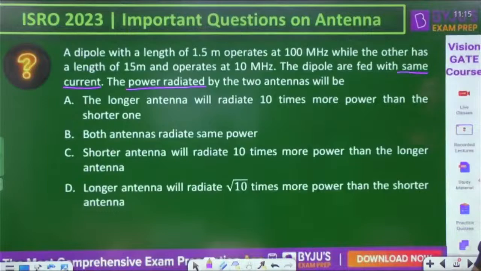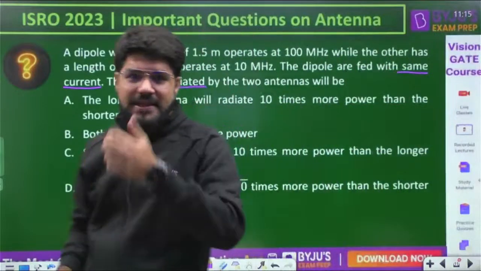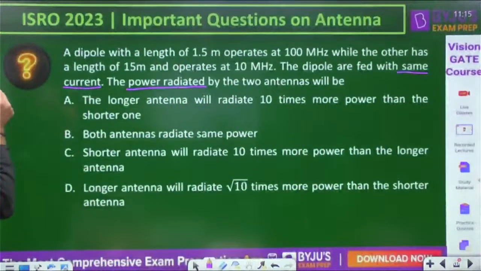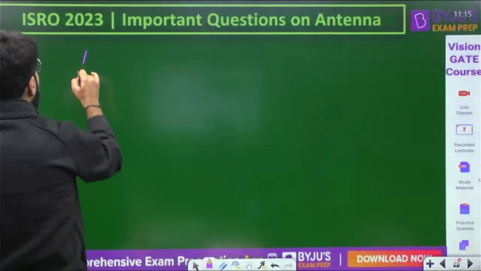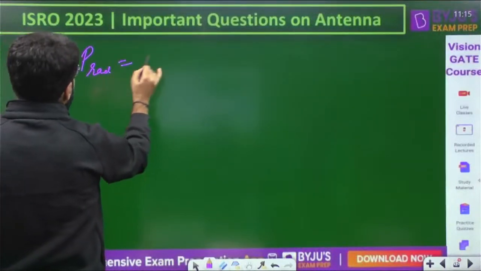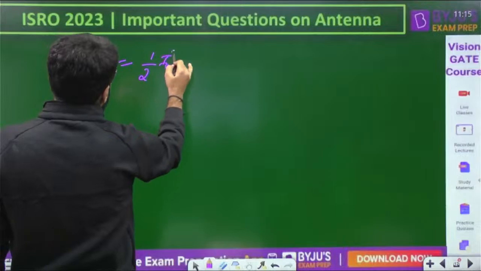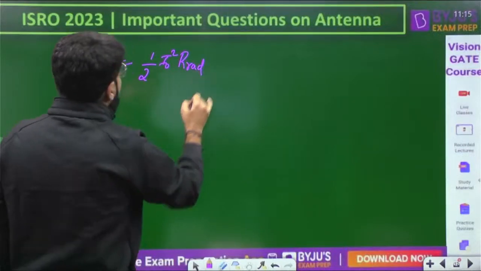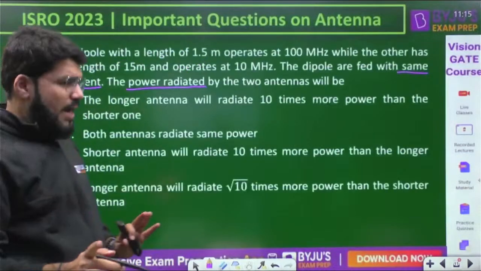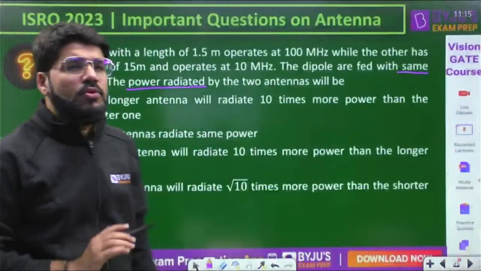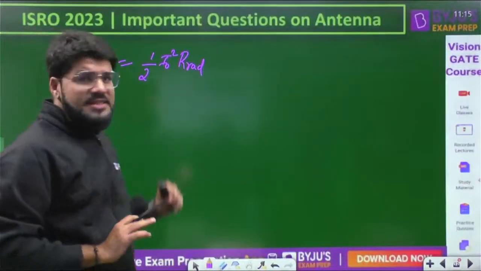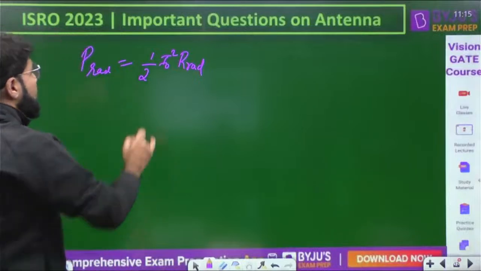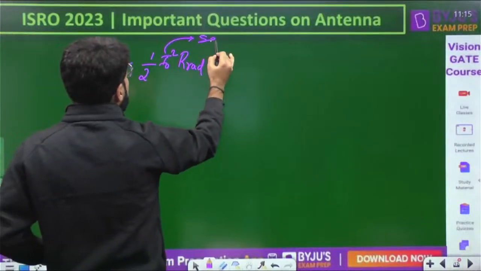Chalo. Both are fed with the same current. Okay, so what is the radiated power? Radiated power compare करना है, and how do you calculate the radiated power? It is given by half I naught square R rad. Both are fed with the same current, so the amplitude of the current I naught will be the same for both. So radiated power will be more if radiation resistance is more. That's what we need, because I naught is the same.